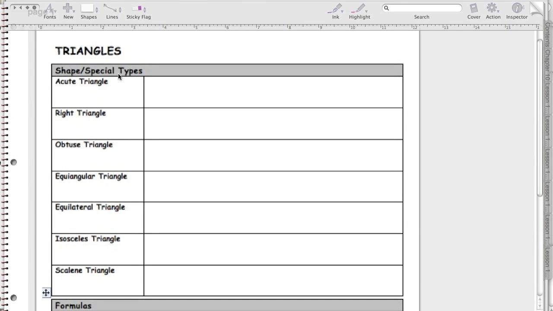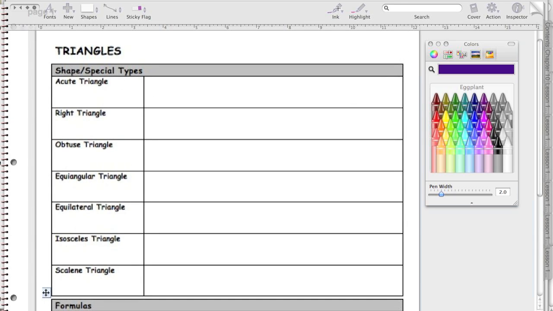Let's take a look at triangles, which is 10.1. We're going to look at a few different characteristics of the different triangles before we start solving them. First is an acute triangle, which is a triangle with all angles less than 90 degrees. So it might look something like this.